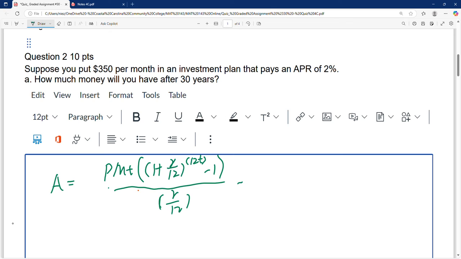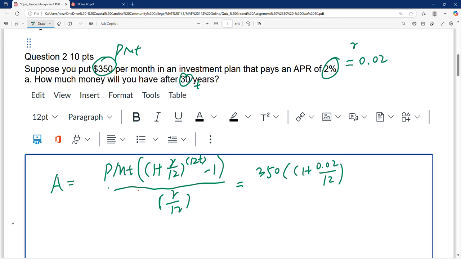And then what are we gonna do? Plug the numbers into this formula. This is the PMT, you can label it. This is the R, which is 0.02, and this is the T. So plug PMT equal to 350, R equal to 0.02, and T equal to 30 into the formula. 1 plus 0.02 over 12, to the 12 times T, which is just 360. If you can figure it out, just put the 360 here into your calculator.